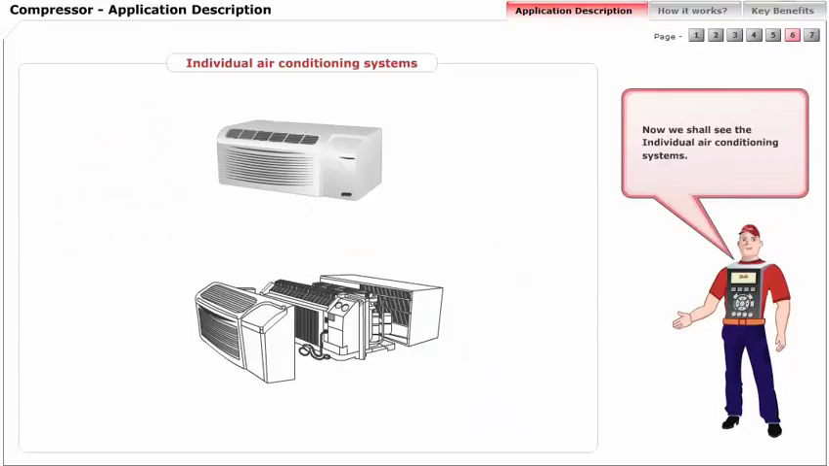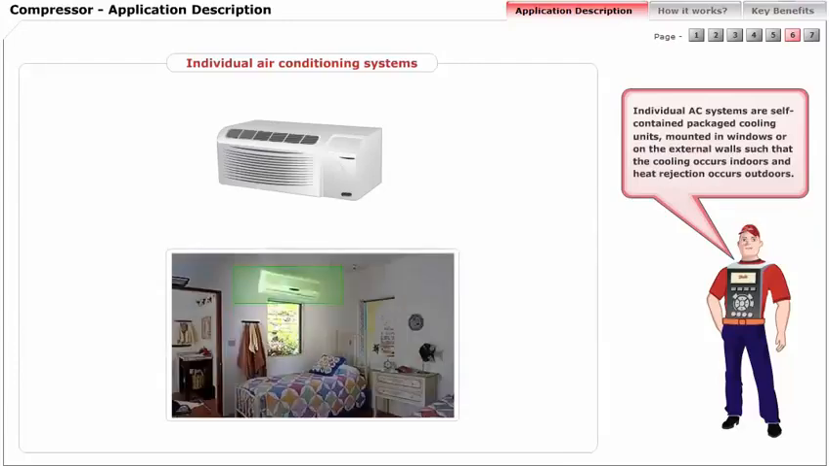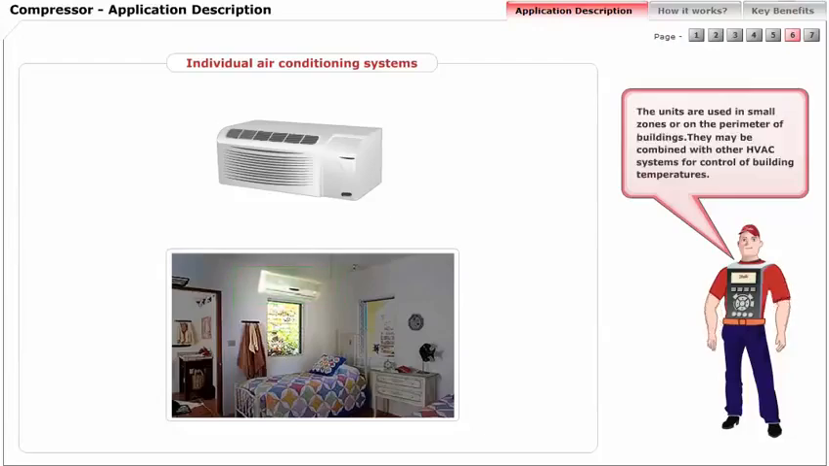Now, we shall see the individual air conditioning systems. Individual air conditioning systems are self-contained, packaged cooling units mounted in windows or on the external walls such that the cooling occurs indoors and heat rejection occurs outdoors. The units are designed to provide the total cooling for a room or zone. The units are used in small zones or on the perimeter of buildings.